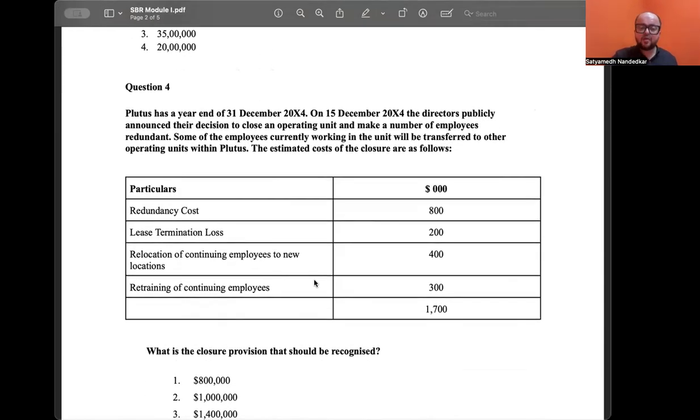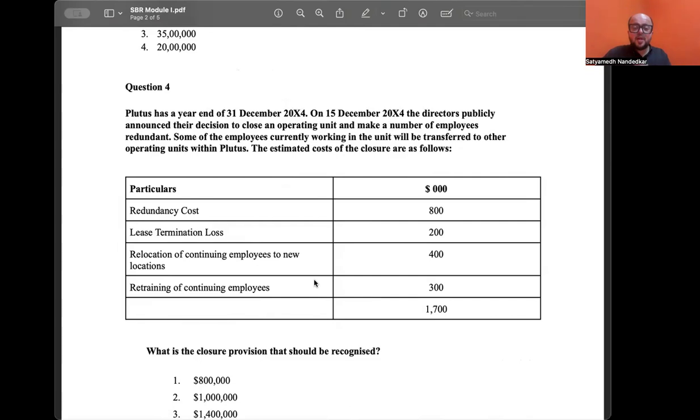Plutus has a year end of 31st of December 2004. On 15th of December 2004, the directors publicly announced their decision to close an operating unit and make a number of employees redundant. Now, for you to make a provision for reconstruction, the obligation has to exist on the balance sheet date. What obligation? Constructive obligation. Simply the directors making a decision in the board of directors meeting is not enough. They have to announce it to the world. Only then will the world at large have that particular expectation in their minds for a constructive obligation to exist.